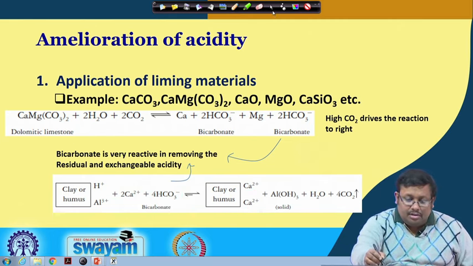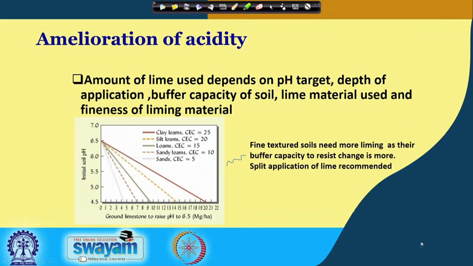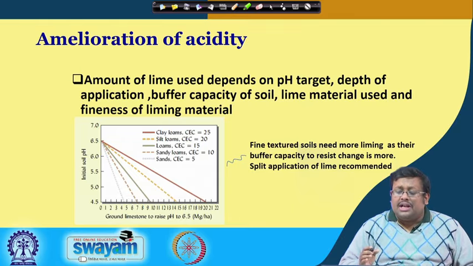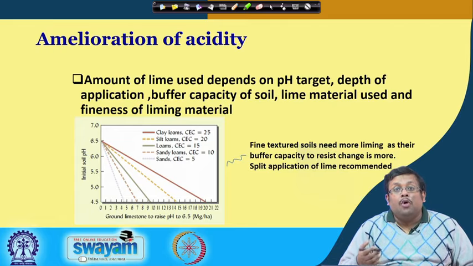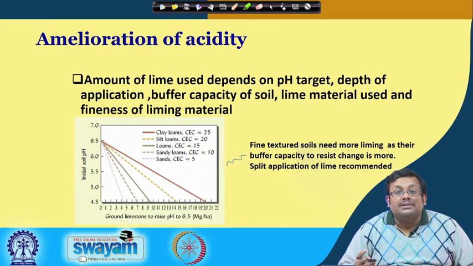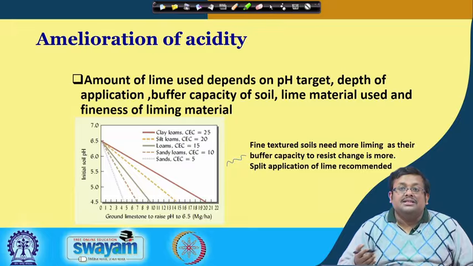So, let us move ahead and see the relation between the ground limestone needed to raise the pH to a certain pH, that is 6.5, and the initial soil pH. You can see the amount of lime used depends on the pH target, the depth of the application, the buffer capacity of soil, the liming material used, and the fineness of the liming material. Obviously, fine texture soil needs more liming, as its buffer capacity to resist the change is more, and the split application of lime is thus recommended.